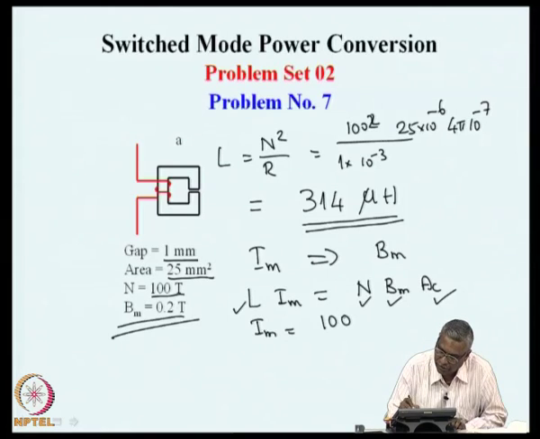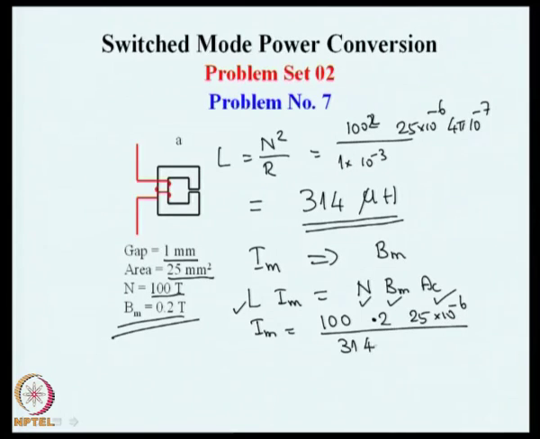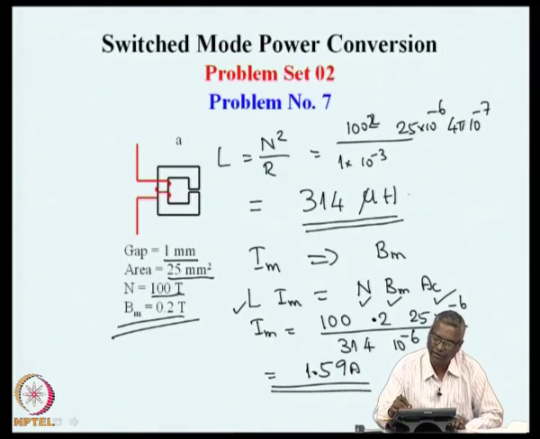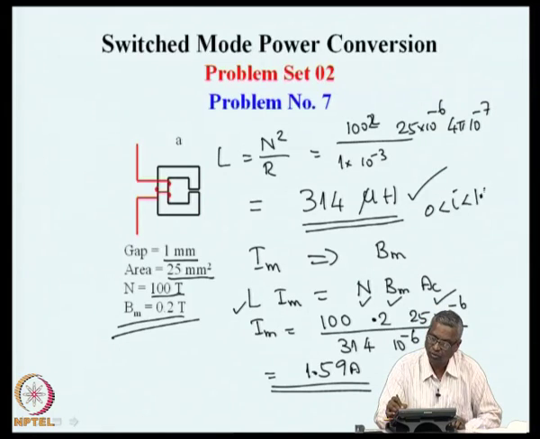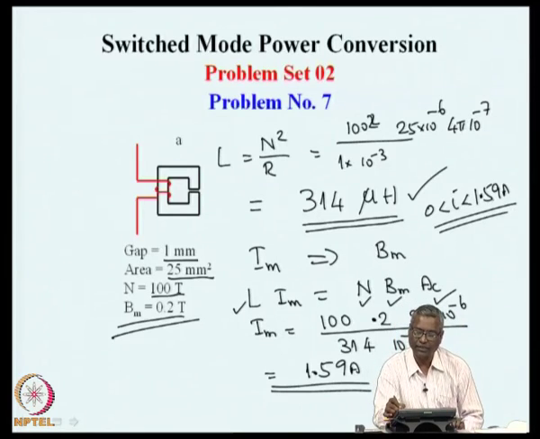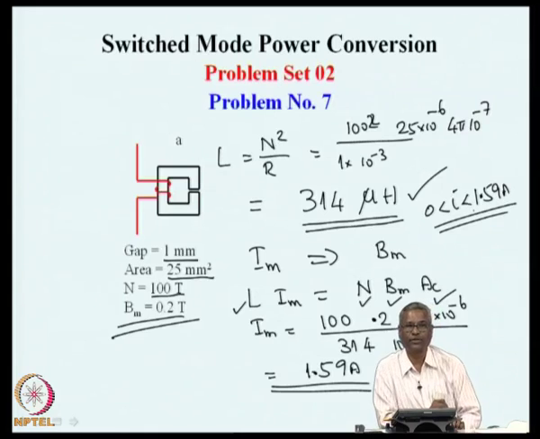So, that will be 100 turns, Bm is 0.2, AC is 25 into 10 power minus 6, divided by 314 into 10 power minus 6 henry. When we calculate, it turns out to be 1.59 amperes. So, what these calculations show is that this inductor ideally will have an inductance of 314 microhenry, so long as current is less than 1.59 amperes. Because we have assumed everything ideal, as the current reaches 1.59 amperes, the circuit will saturate.